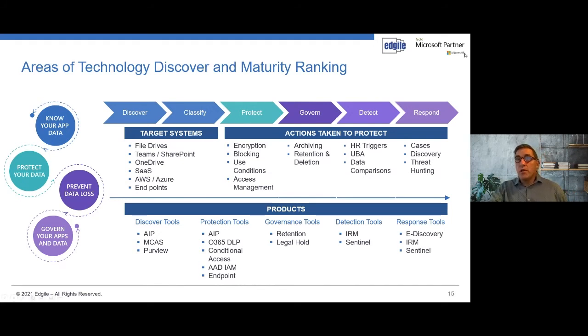And then we respond. Okay, data is moving improperly. Are we going to open a case? How do we start putting data on legal hold? How do we do threat hunting? And we look at that from an e-discovery process as well. So that covers my part.